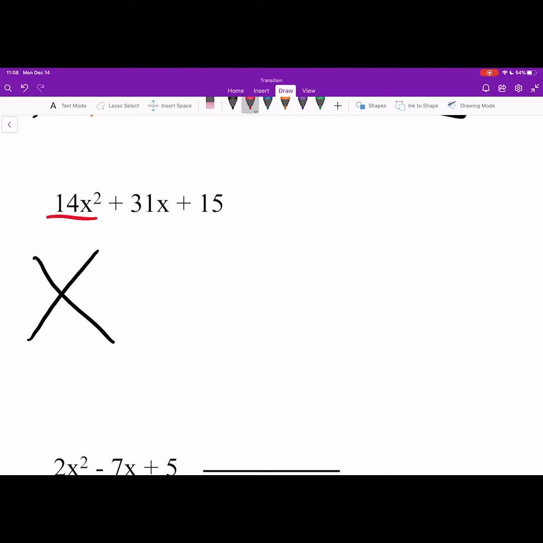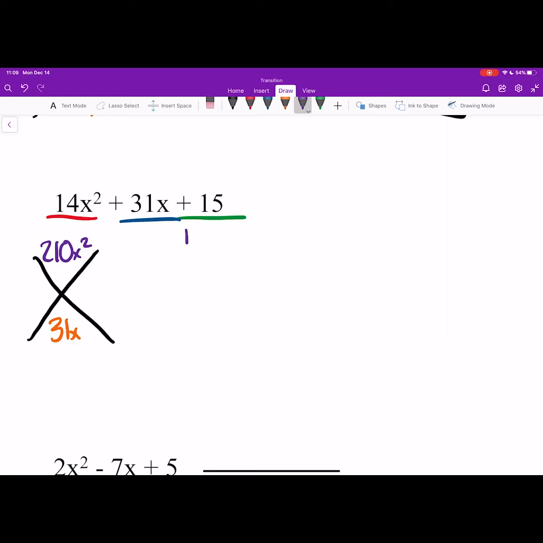Remember, a times c goes on the top. And this is where it's going to get kind of really nasty, because as you can tell, when we multiply those together, we're going to get a really large number. In this case, it's going to be 210 x squared. My b term goes on the bottom, 31x. So we're asking ourselves what things multiply to get 210 and add to get 31. And since 31 is a pretty large number, I know they're going to have to be pretty far apart.